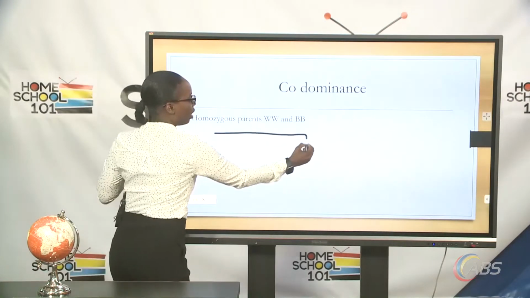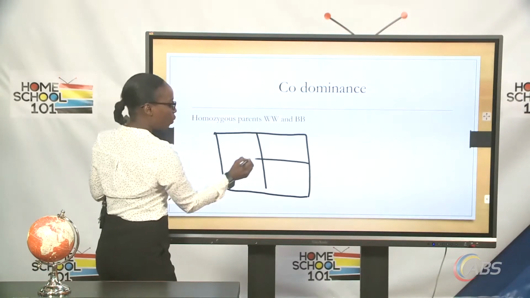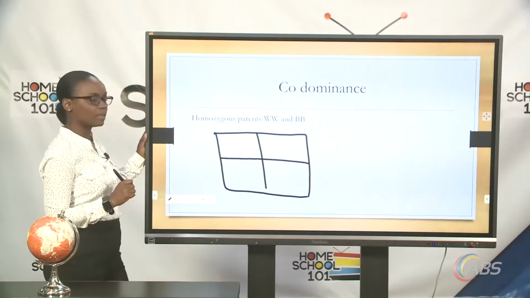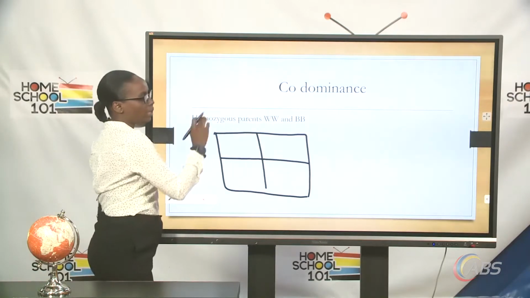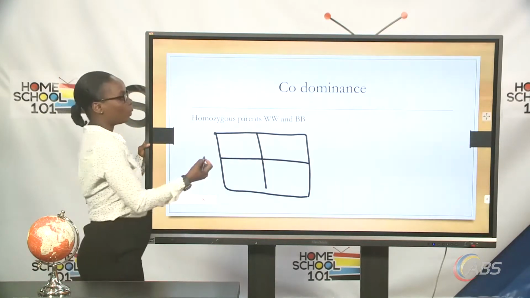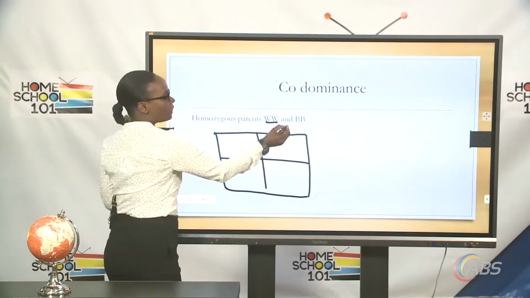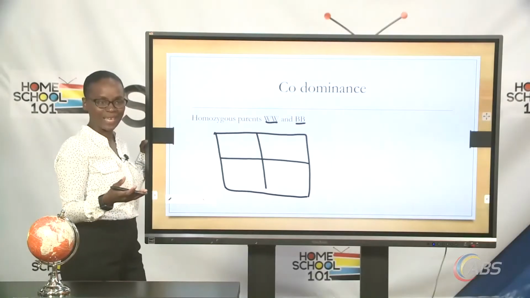So we're going to draw our Punnett square. Remember, the Punnett square is just a square with 4 small squares in the middle. And the homozygous, so if both parents were homozygous, there would be WW, that would represent the white, and there would be BB, which would represent the black.